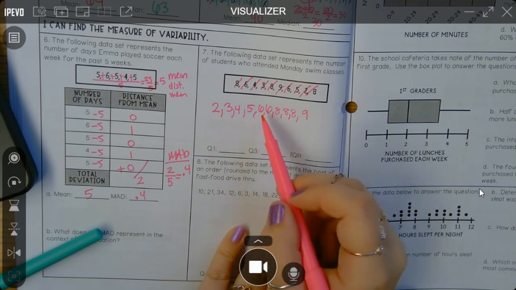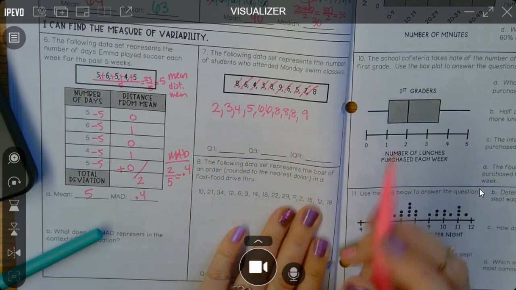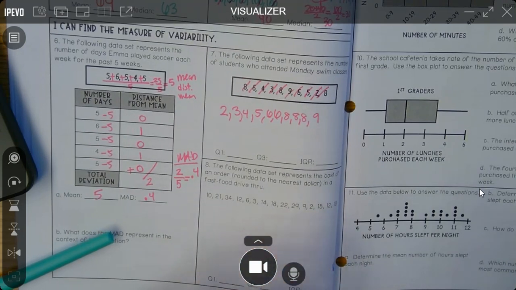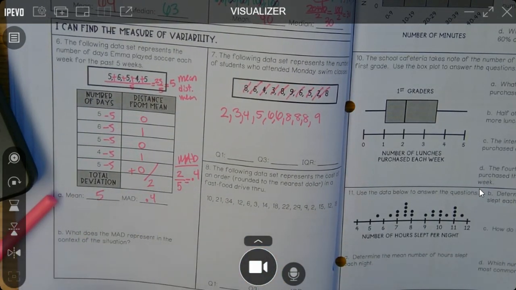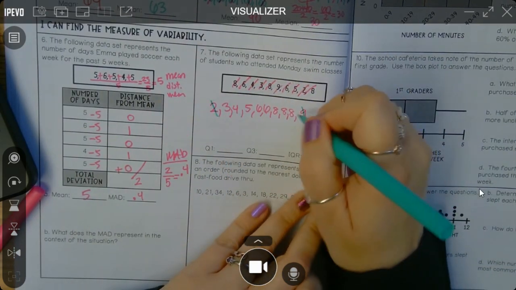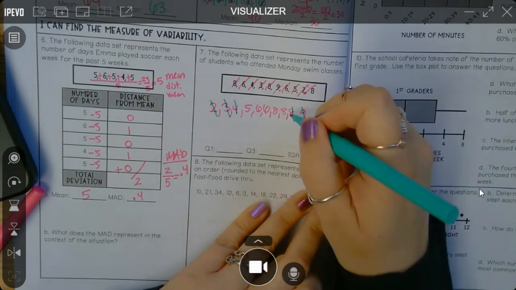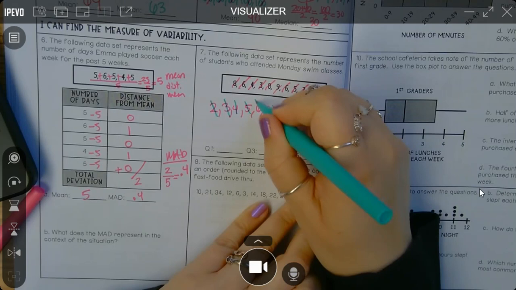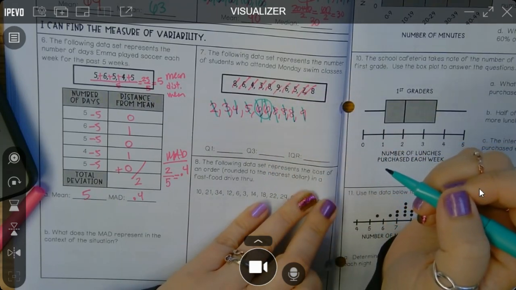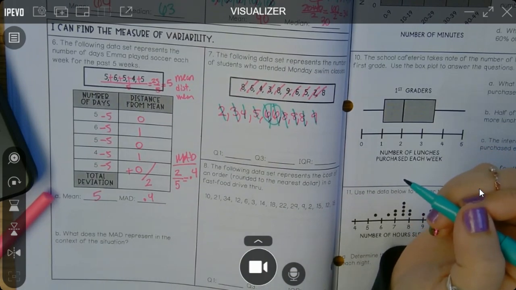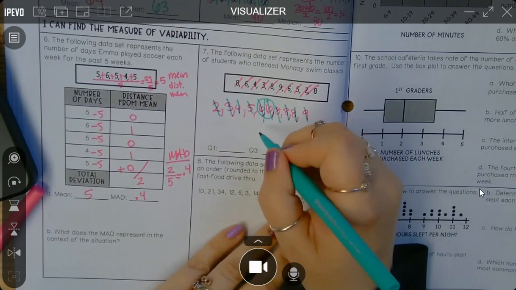1, 2, 3, 4, 5, 6, 7, 8, 9, 10 numbers. Okay, perfect. So now I can go ahead and find the median. So beginning, end, beginning, end, beginning, end, beginning, end, beginning, end. And in the middle, it's between that 6 and 6. And so between the 6 and 6 is 6.